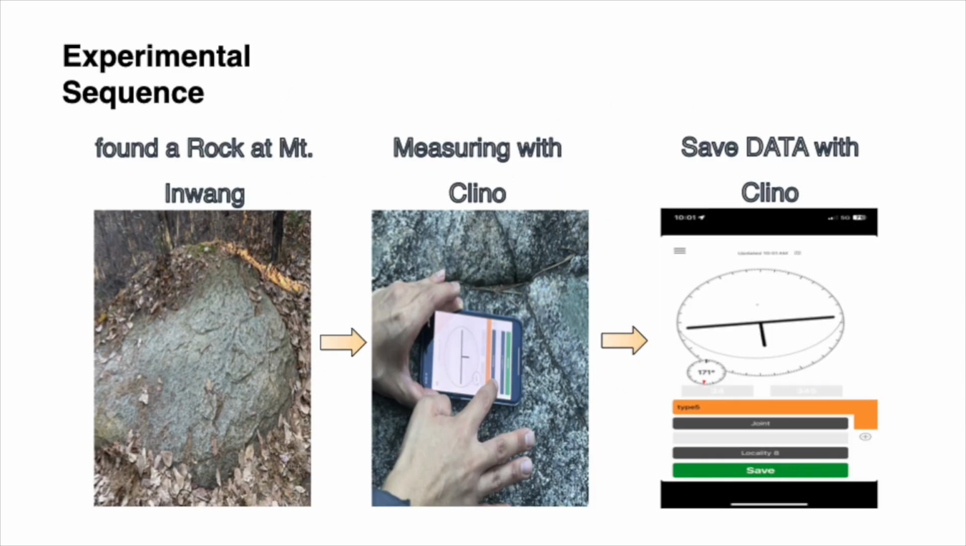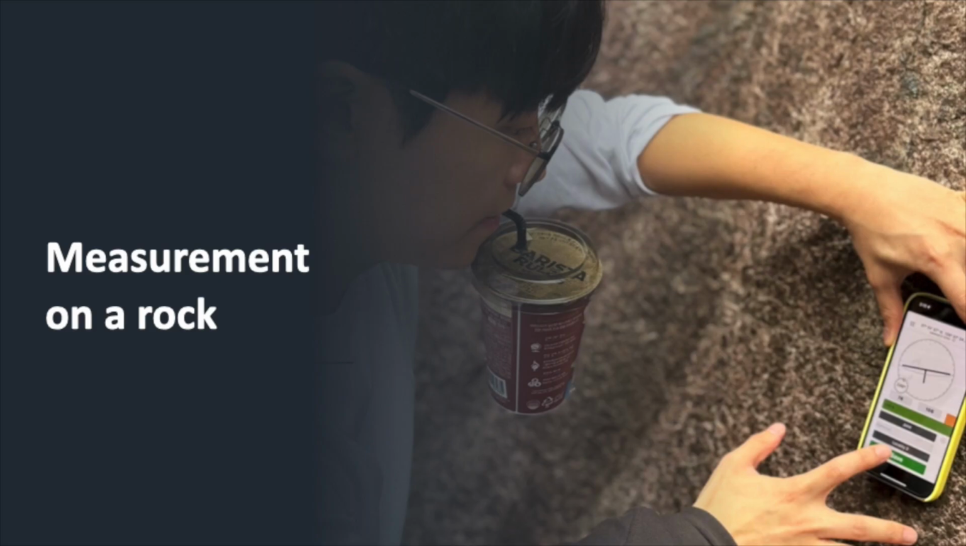Let me explain the experimental method. First of all, we need to look for rocks of the right size, and put your phone on the rock with the FieldMove Clino app on and read the measurements. And save the data values in the FieldMove Clino application. Repeat this process 8 times. The data we looked at are as follows.